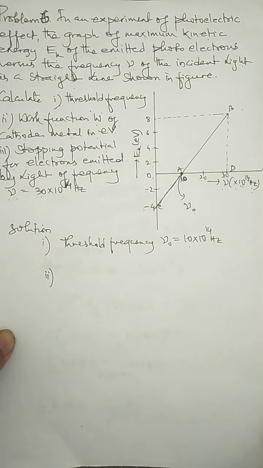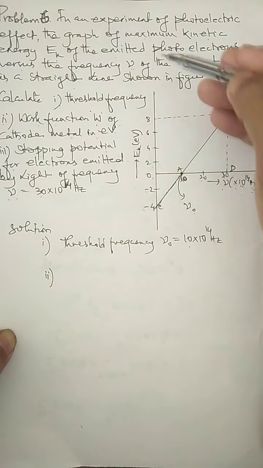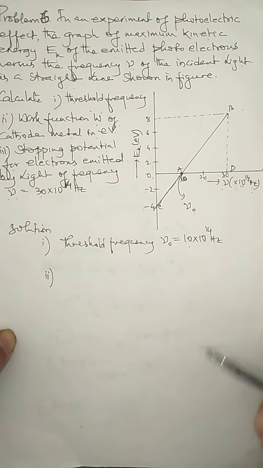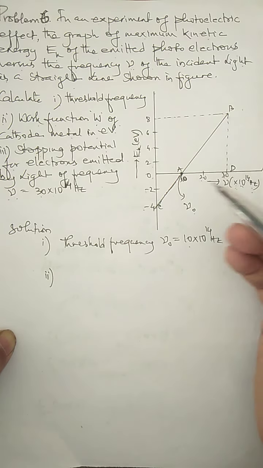Now the second part that we need to calculate from the graph also is work function. Now you know work function is measured on which axis? Y-axis, the energy axis. And children, you know what is work function? It is the minimum energy required to eject the photoelectrons from the metal plate.